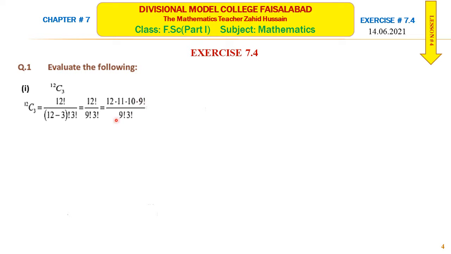This 9 factorial cancels with this 9 factorial, and we are left with 12 into 11 into 10 over 3 factorial. 3 factorial means 3 into 2 into 1, which is 6. Or you can cancel 12 by 6 and then multiply 2 into 11 into 10 to get the answer, and the final answer is 220.